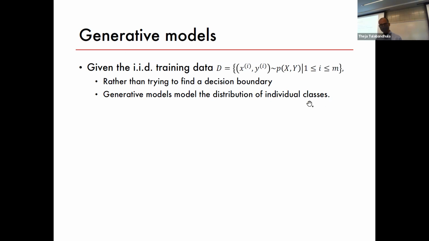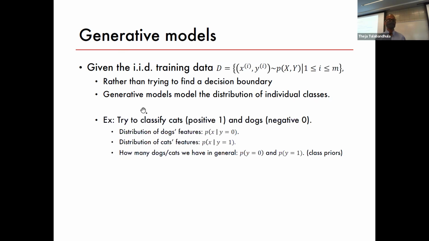So let's actually look at it a little bit more. Let's say we want to classify cats versus dogs. Cats are positive and dogs are negative. In generative models, what we also model is the distribution of dog features and the distribution of cat features. So we're actually doing extra, which may or may not be needed, modeling these extra conditional probabilities. And also, not just these two, but also how many cats and how many dogs there were in general, which is the probability of y equals 0 and the probability of y equals 1.